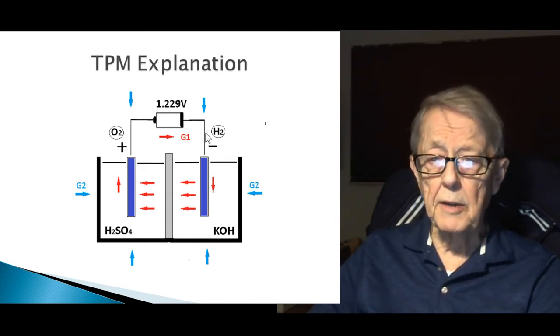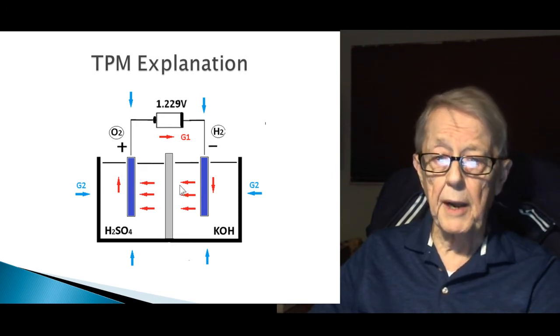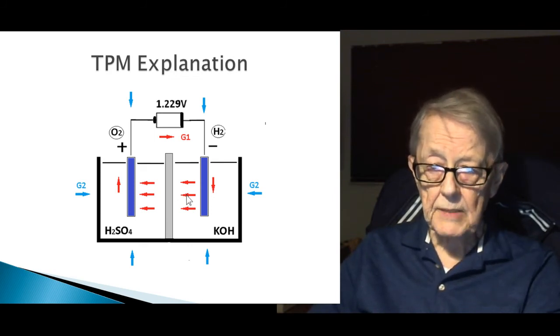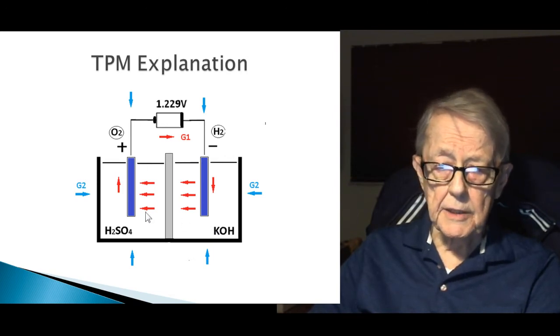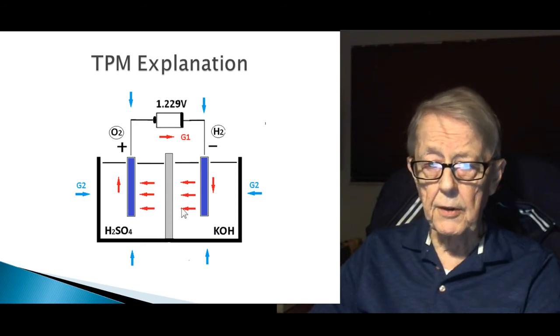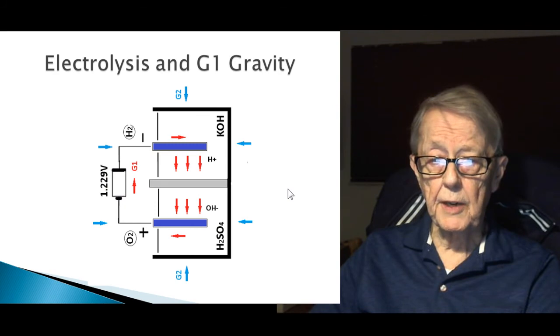So you get a lot of G1 particles coming around, flowing through the electrolyte up and back, and you have a simple circuit that way. So how do the hydroxide ions get over here and the hydrogen ions get over here? So we're going to look at it vertically. I'm going to flip it vertically.